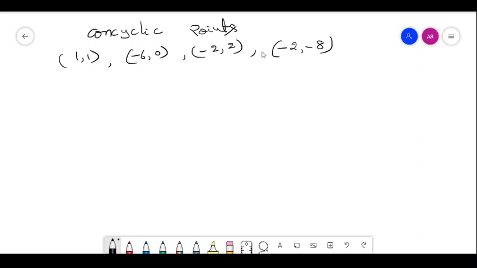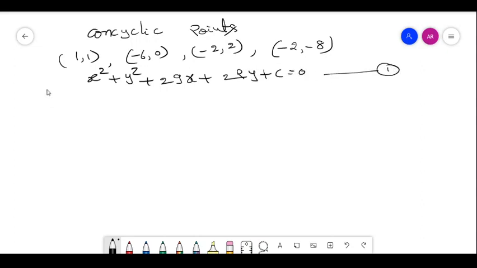Already you know how to find the equation of a circle by using any 3 points. First, by using the first 3 points, you have to find the equation of the circle. The general equation of the circle is x square plus y square plus 2gx plus 2fy plus c is equal to 0. Take it, this is the first equation. By using the first 3 points, you have to find 3 equations. First point, that is (1, 1). You have to substitute this point in the first equation.